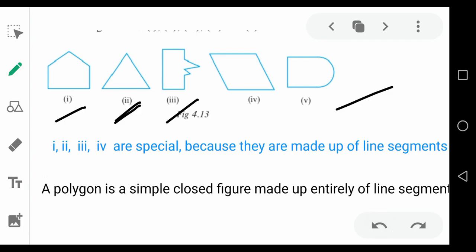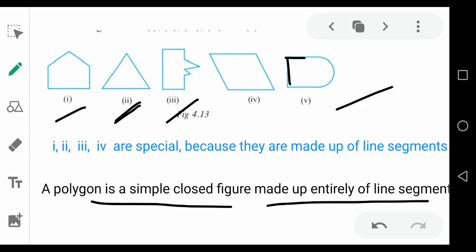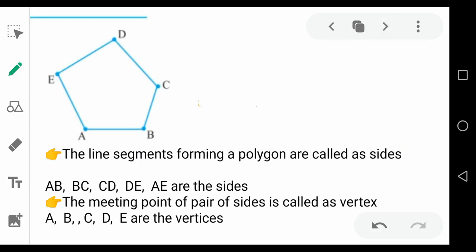So a polygon is a simple closed figure made up entirely of line segments. So it should be made entirely of line segments. You cannot say these two parts are made up of line segments and this is not a line segment. Polygon means entirely it should be made up of line segments. Okay. Now coming to the next one. Here you can see this is a polygon. Why is it a polygon? Because it is made up of line segments. All these are straight lines.